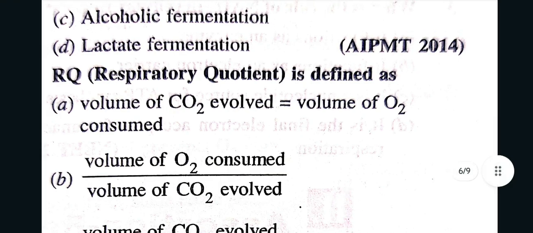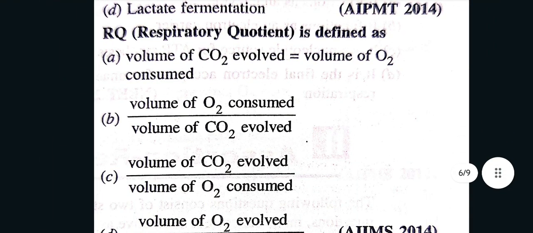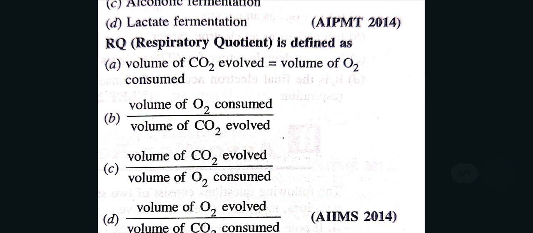Then respiratory quotient, it is a very, very important question. Please read it, watch it and listen to it very carefully. Respiratory quotient is defined as: volume of CO2 involved is equal to volume of O2 consumed; volume of O2 consumed divided by volume of CO2 evolved; volume of CO2 evolved per volume of O2 consumed; volume of O2 evolved per volume of CO2 consumed. So here the correct answer is option C, volume of CO2 evolved per volume of O2 consumed. So option C is the correct one.